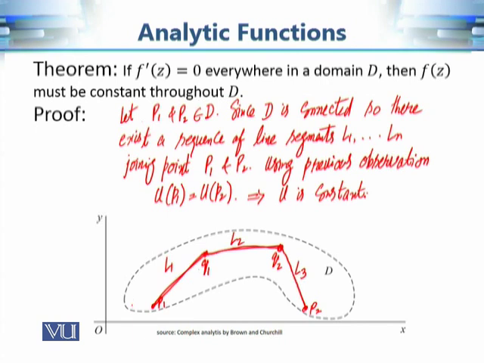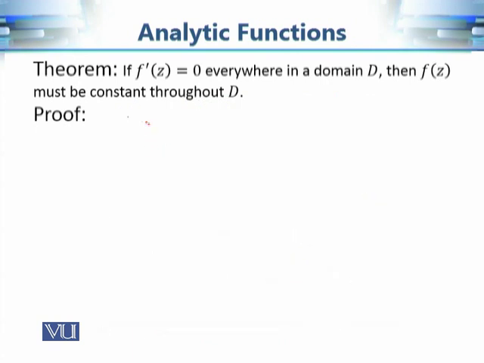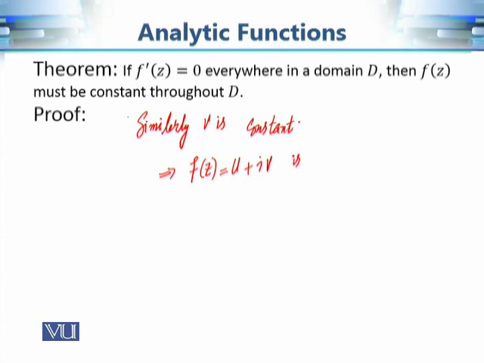And a similar argument proves that v is constant. So similarly, v is constant. This implies that our function f(z), which is equal to u plus iota v, is constant.